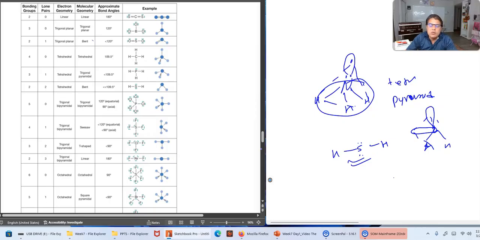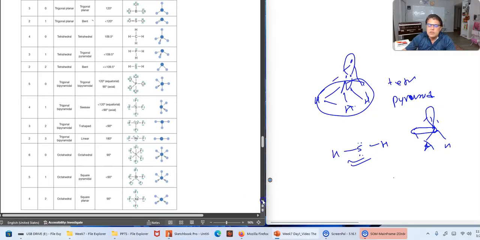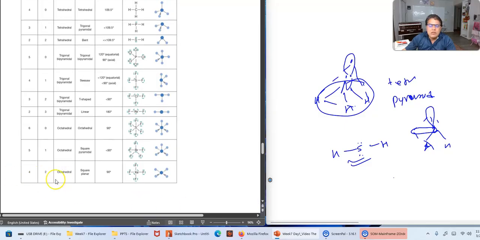For example, if you have 6 bonded groups and 0 lone pairs, it is octahedral. Okay, it is octahedral. So if there are 5 bonded groups and 1 lone pair, the electron geometry is octahedral and the structure is square pyramidal. Then with 4 bonded groups and 2 lone pairs, it is octahedral and the geometry is square planar. If there are 4 bonded groups and 1 lone pair, then trigonal bipyramidal is the electron cloud shape and seesaw is the molecular structure. Okay, you can see that here.